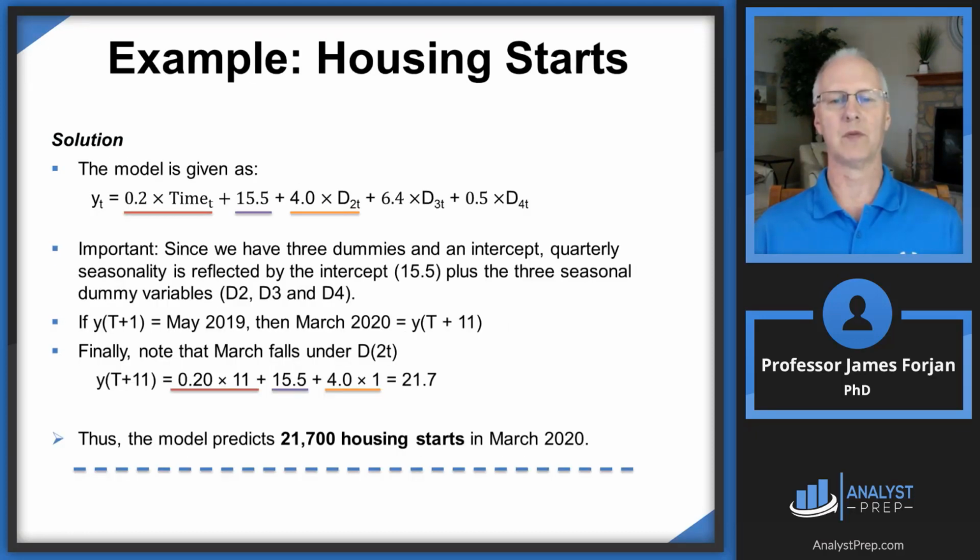So what does the model predict for March of 2020? So there's the output, and we just put in some of those variables there. So we have 3 dummies and an intercept. We have the quarterly seasonality and the 3 seasonal dummy variables. That must mean that March of 2020 equals y sub t plus 11. And so we just do all the inputs there and we get 21.7. And since we're doing this in thousands of units, we got 21,700 housing starts predicted for March of 2020.